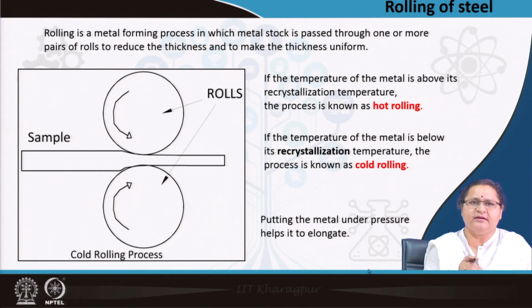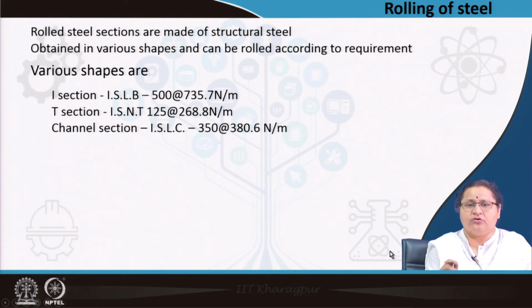So, just by putting the stock under the pressure of rolls, we get different cross sections which can be used for our purpose. We will go into that a little later. So, what we see is that these rolled steel sections can be directly used for structural purposes. And I have told you we can get different shapes of it. The IS code is there which gives the details of such shapes.